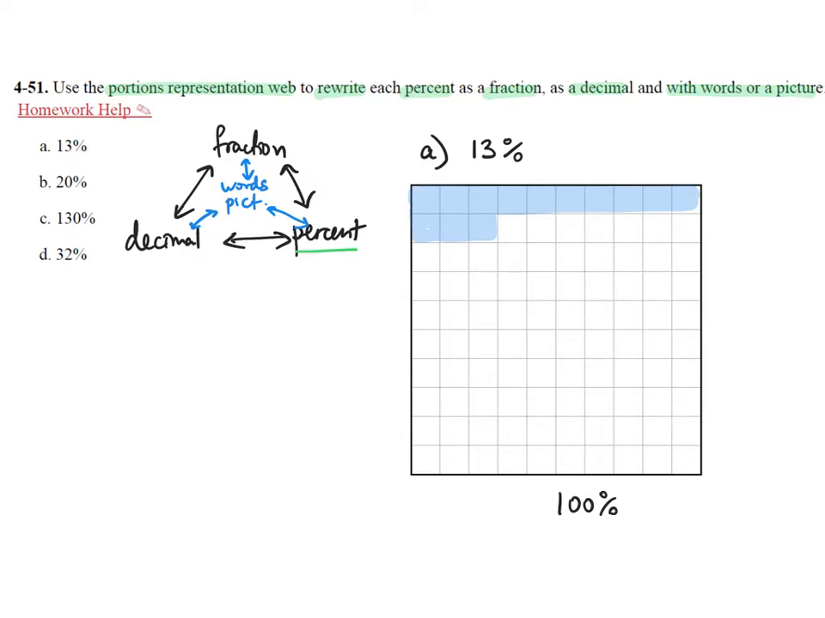As a fraction, I'm going to say it's equivalent to 13 out of 100. And then as a decimal, those could be just like money, percent and money, that is 0 whole numbers and then 13 hundredths or 0.13. So I did a picture, and I did fraction and decimal. In words, I can say 13 out of 100. So go ahead and pause and try B and D on your own. I'm going to talk about C in a moment.